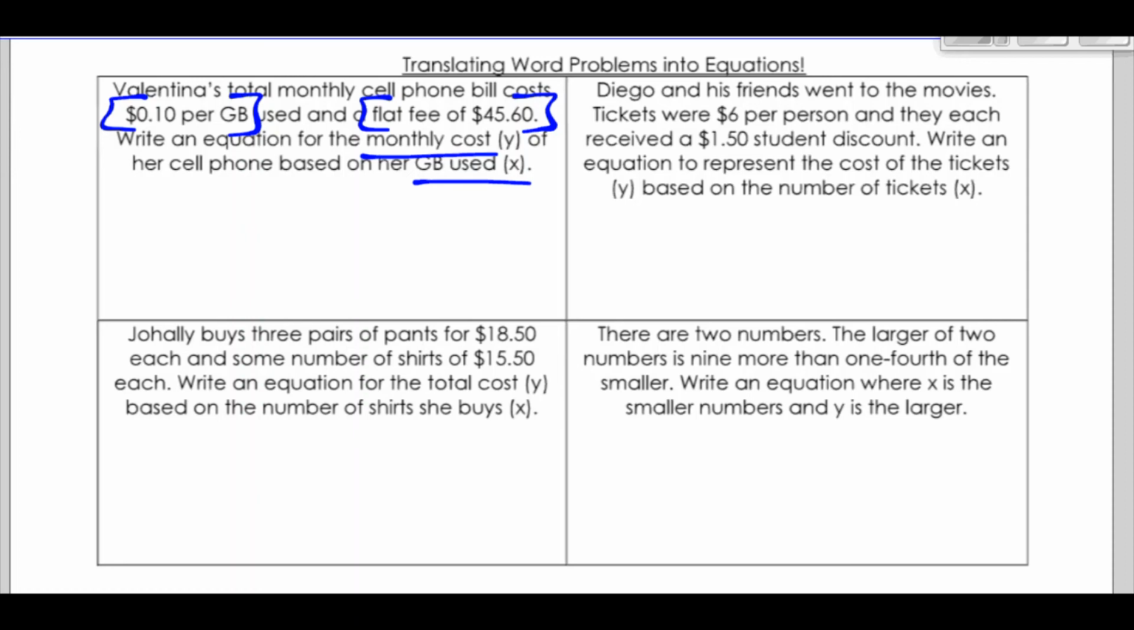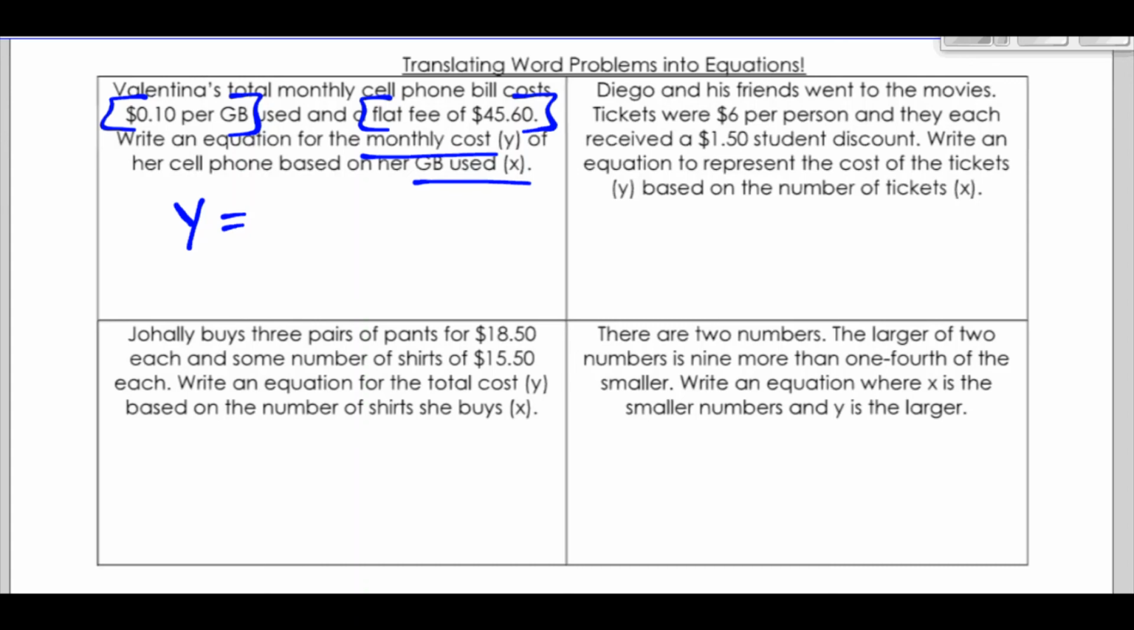Now this is helpful because it actually tells us exactly what they want us to label the variables with. The total cost, the monthly cost, is that y. And in general, all of these equations are going to have the same form, at least for now. You're going to see this form where it's y equals some expression in terms of x. And that's exactly what's happening here.